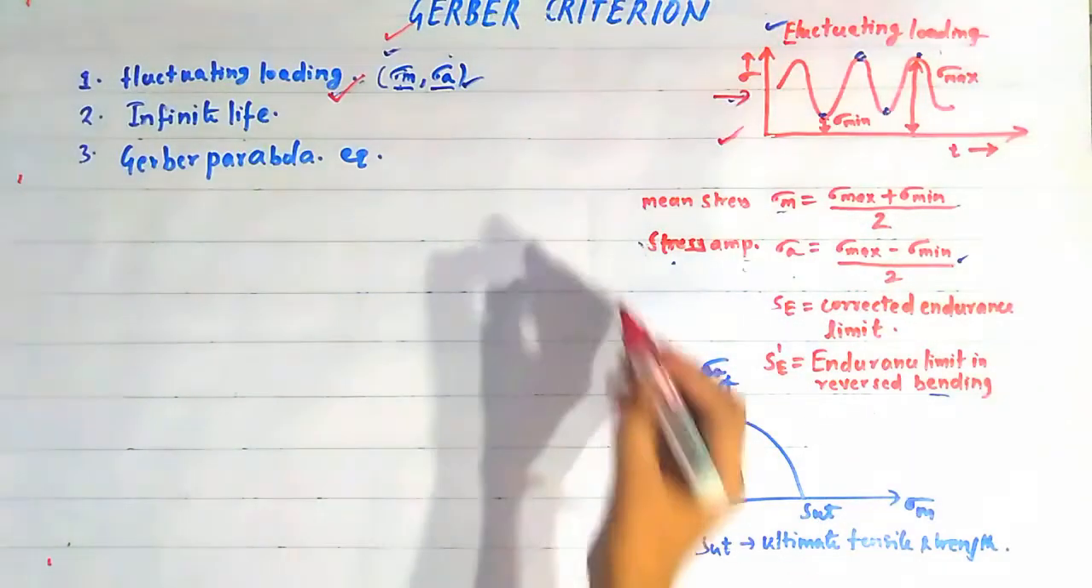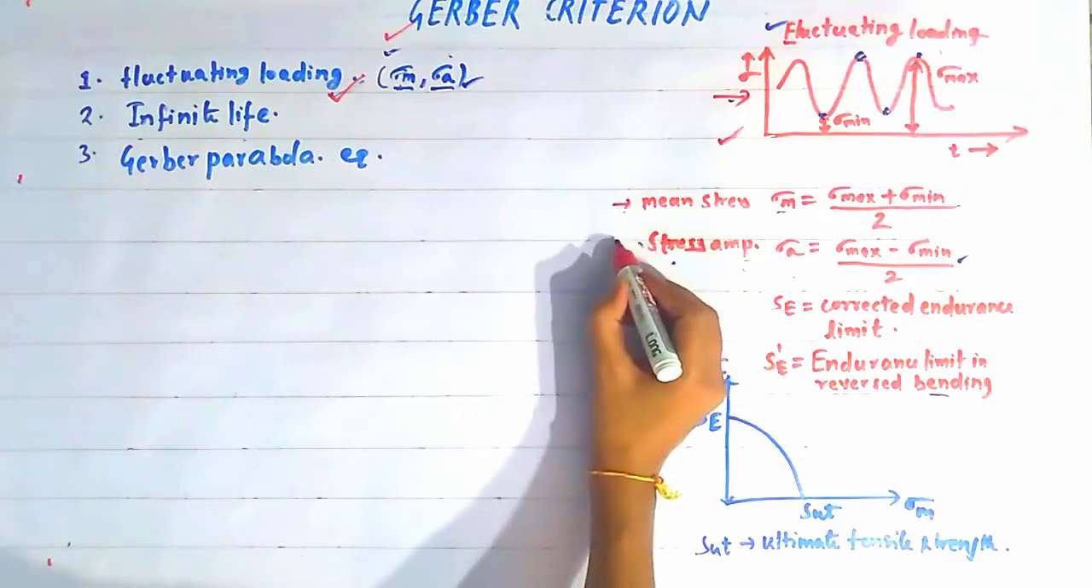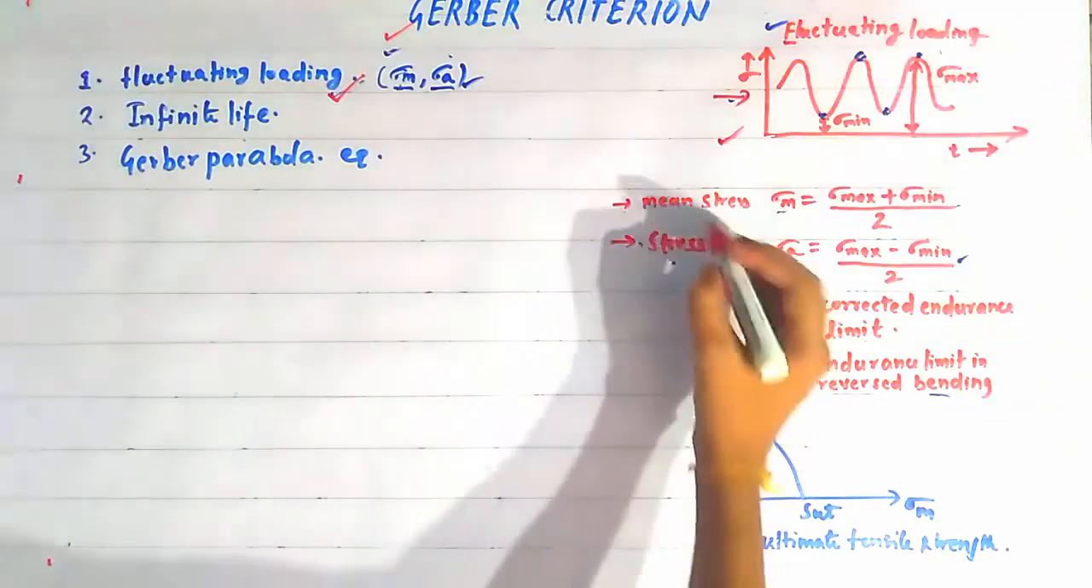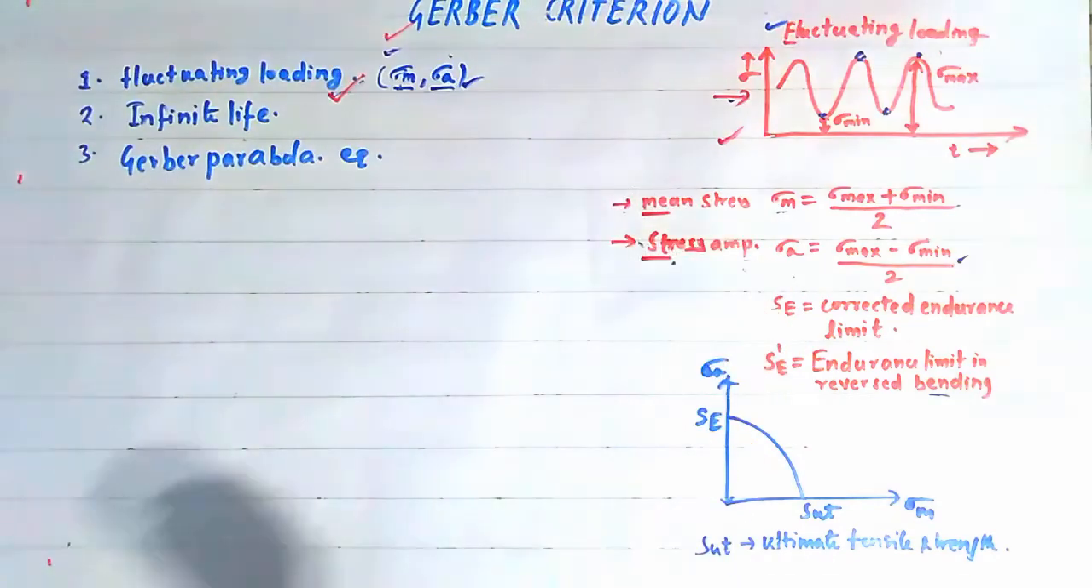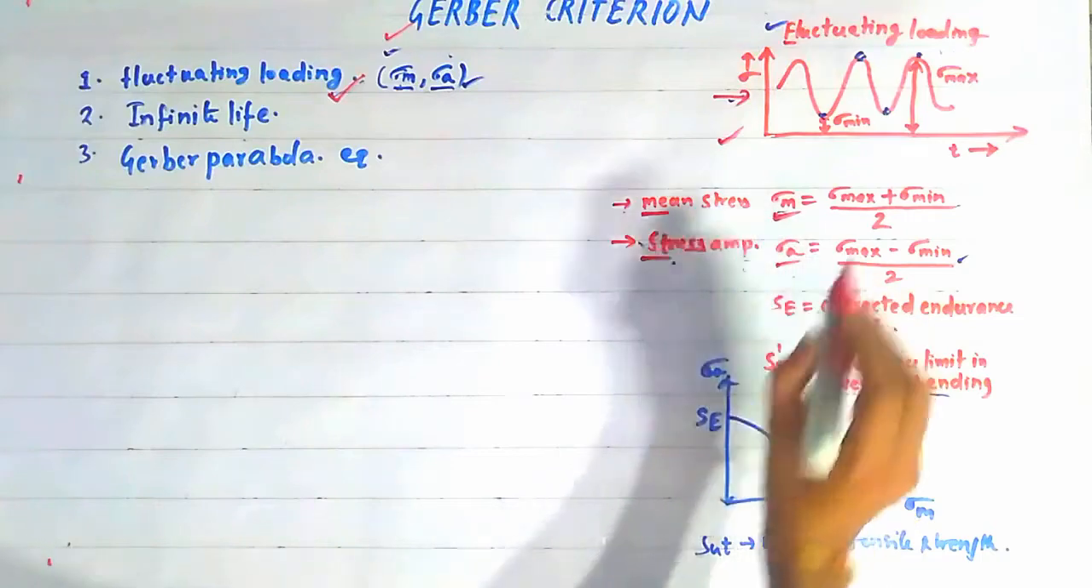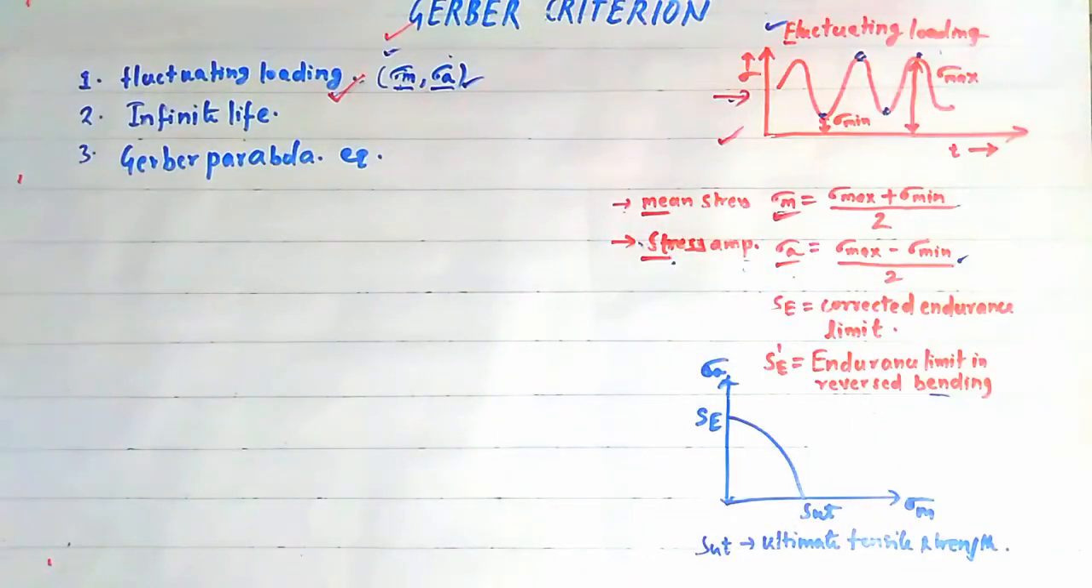And there are two terms which are very important to understand this fluctuating loading condition. These are the mean stress and the stress amplitude. The formula for the mean stress is given on the right side of the screen, and the formula for stress amplitude is also given there.